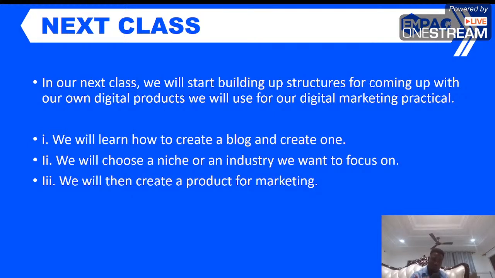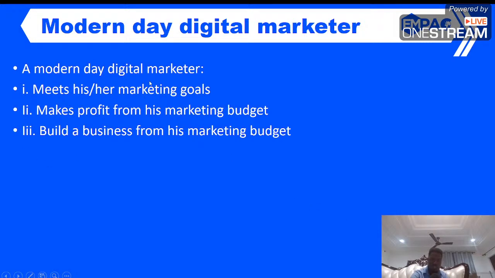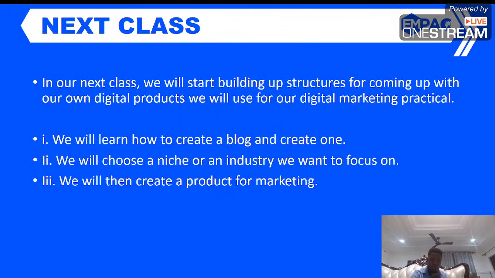The essence of it, as we continue, you will see. So just follow the process. If you have a blog already, you can work on a spare one for the purpose of this practical. Then we will choose a niche or an industry we want to focus on. We'll do that in our next class, and we'll also start creating a product. We need a product that we want to market to meet the demand or the target we have set, and be able to achieve the modern day digital marketer features. Then we can be sure that we are following the course.